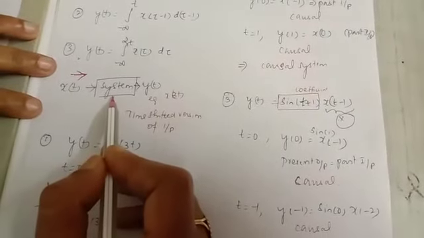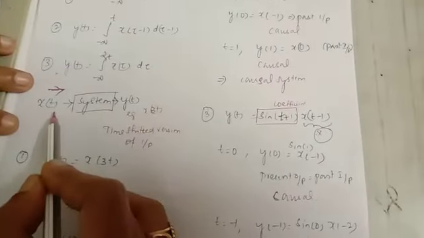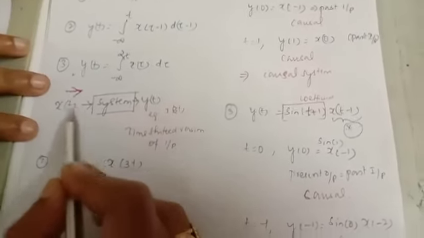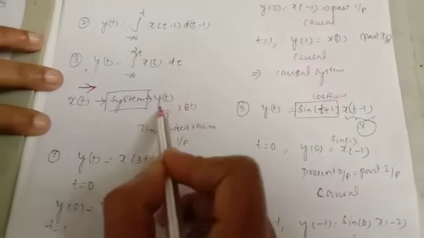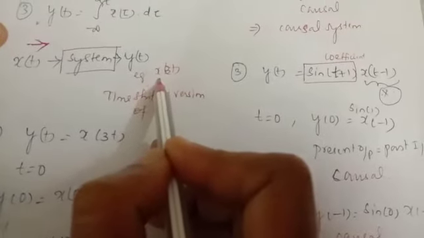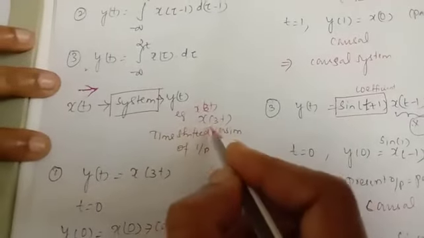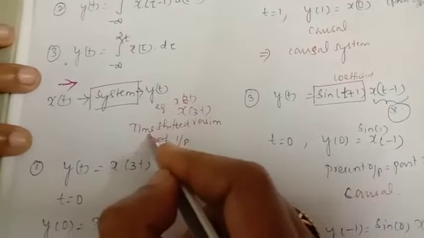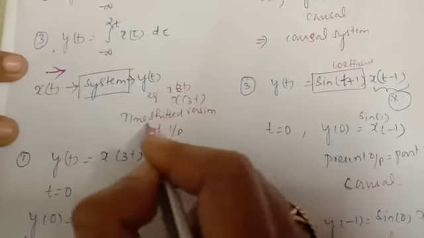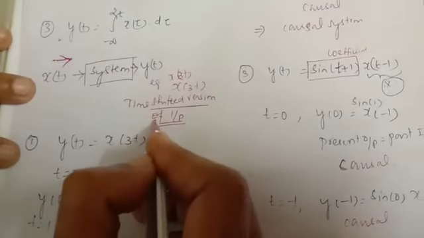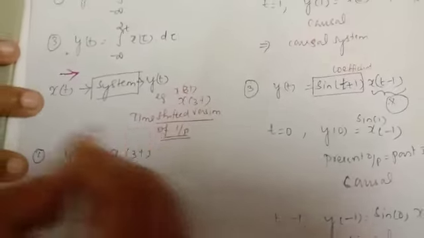So a system is a thing which gets the input x of t and produces the output y of t. So we represent the input by x of t and output by y of t. So the y of t can be represented as, for example, x of 3t. This x of 3t, only for the example we have taken, is called the time shifted version of input. So based on this simple concept, we are going to check the properties of the system.